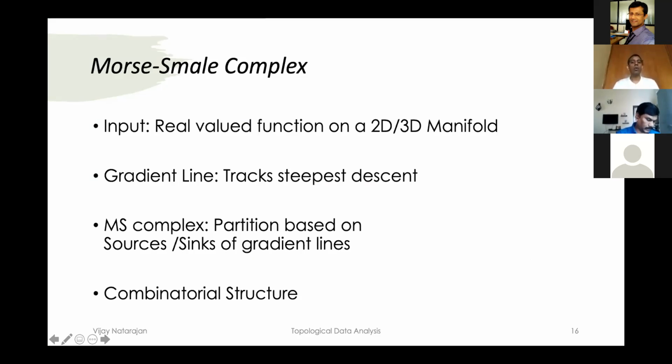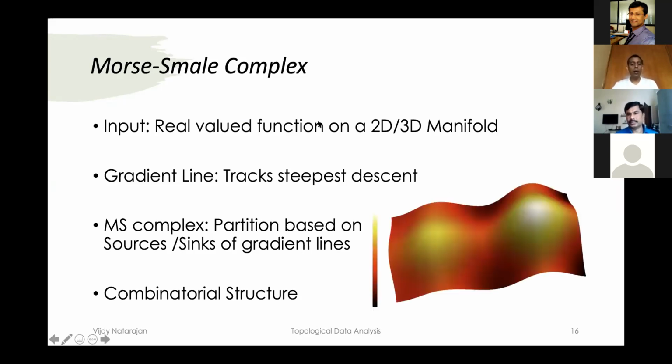So the first topological structure that I would like to introduce is called the Morse-Smale complex. I would like to introduce these structures using pictures, right? That's what we can do within 5 minutes for each topological structure. So let's imagine that we have an input data and we are representing it as a real valued function, right? So this is our input.